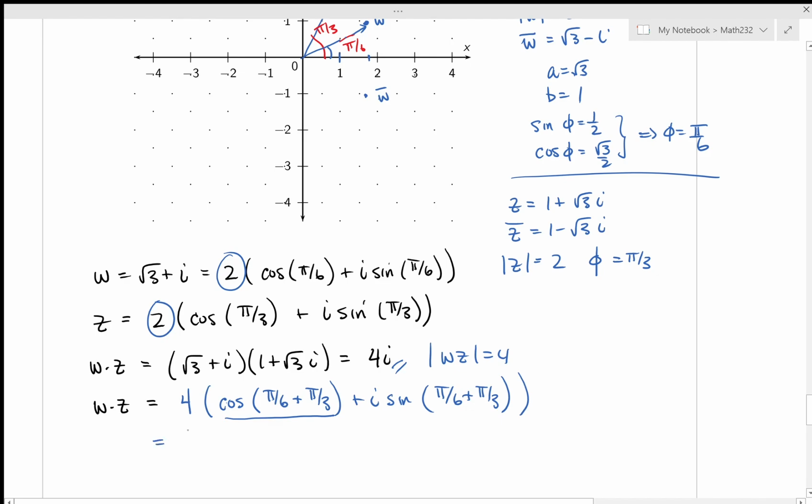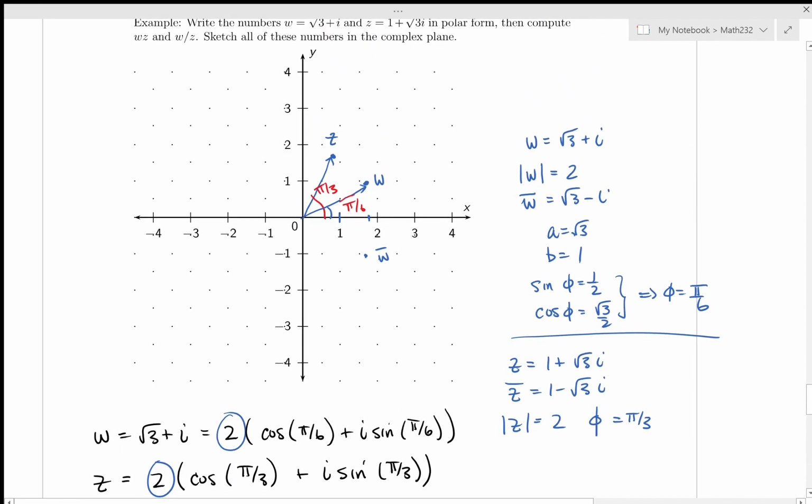You generally wouldn't see it like this, but I want to make this clear. So that's cosine pi by 2 plus i sine pi by 2, because let's see where that is. That is right up here.